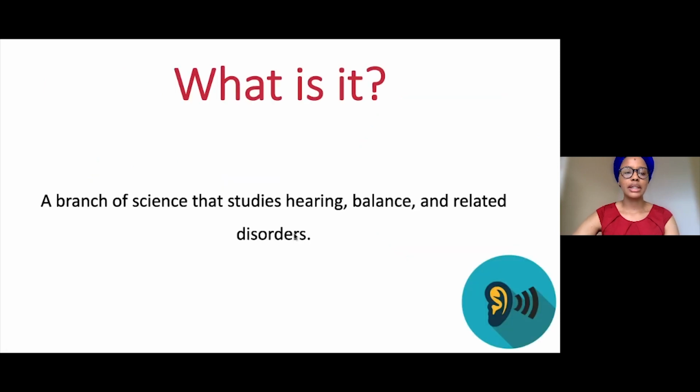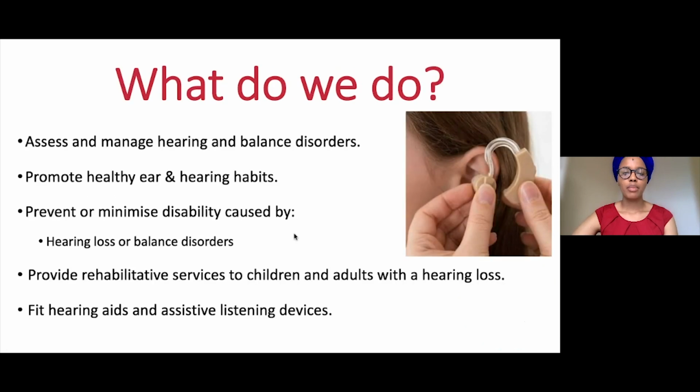So what is audiology? Audiology is a branch of science that studies hearing, balance, as well as related disorders. What do audiologists do? So audiologists assess and manage hearing and balance disorders. They promote healthy ear and hearing habits. They prevent or minimize disability that is caused by hearing loss or balance disorders. They provide rehabilitative services to children and adults with a hearing loss. And they also fit hearing aids and assistive devices, which you can see on the picture on the slide.